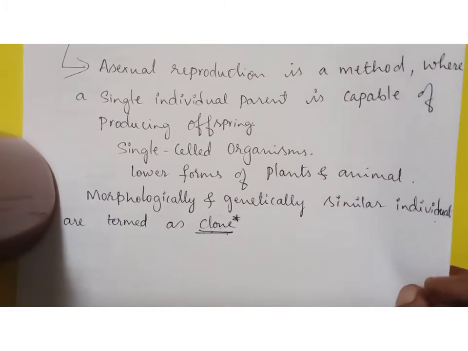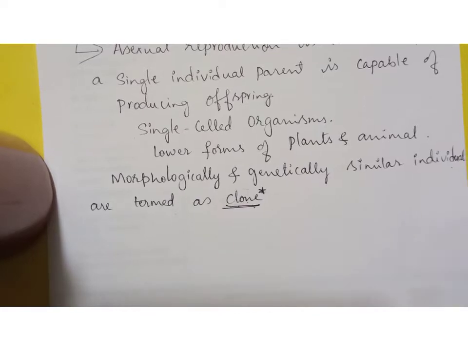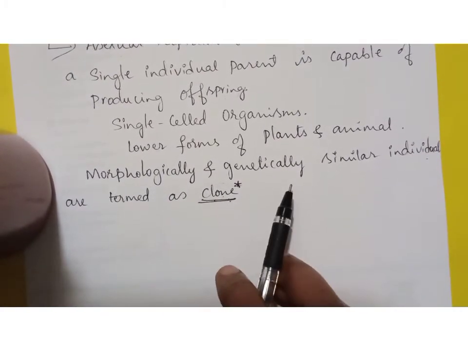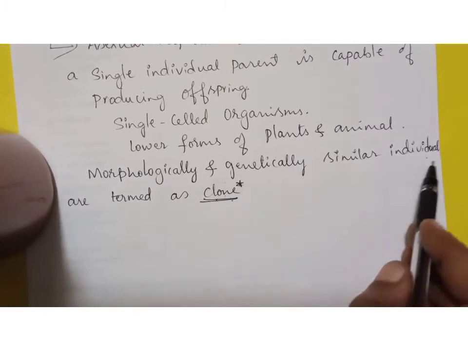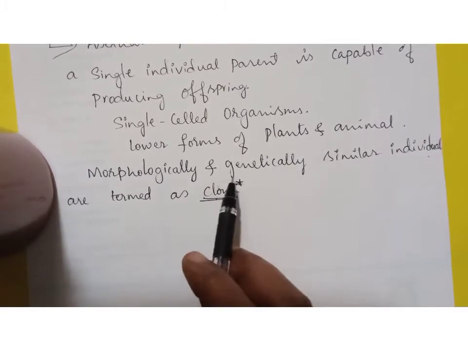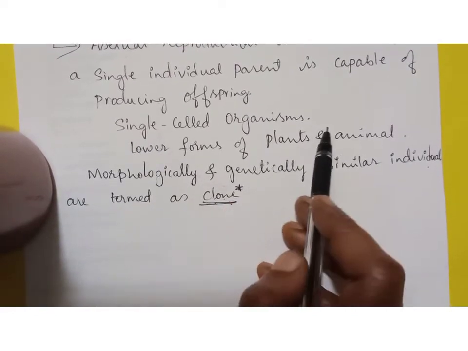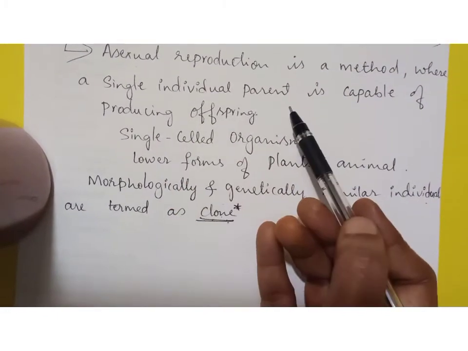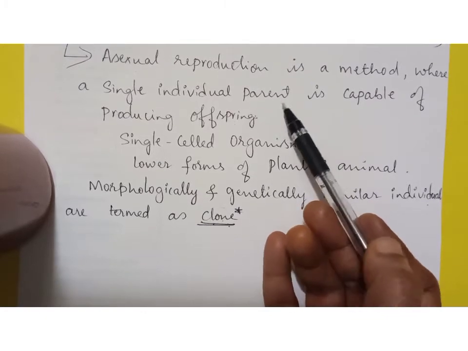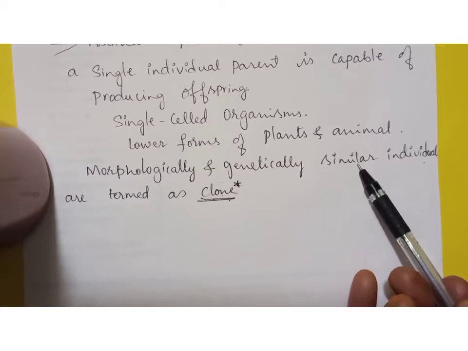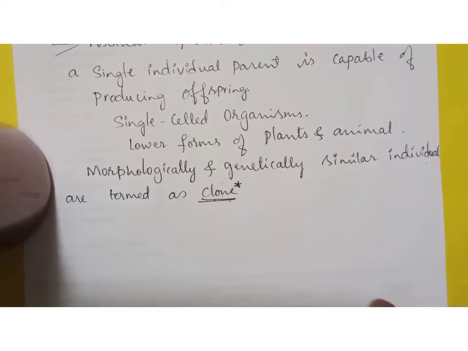Also they may ask a question: why are asexually reproduced organisms always genetically similar? Because it is formed by a single individual parent, so the individual formed is morphologically and genetically similar.